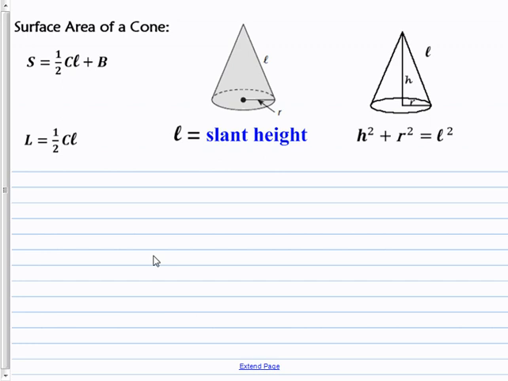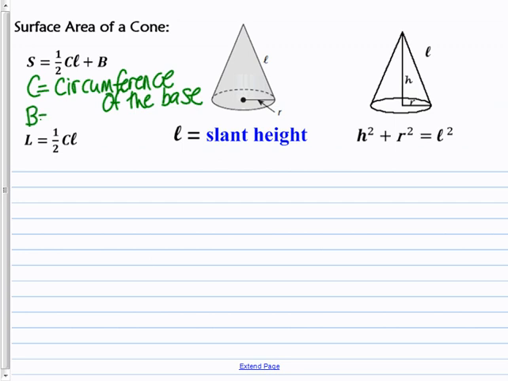Surface area of a cone on the back is very similar, okay, to the front, except instead of the perimeter, we do circumference. C is the circumference of a circle, and that's because the base is a circle, okay? So L is the slant height, and B again is the area of the base. And this should, again, all be terms that you're familiar with because we've been using them already.